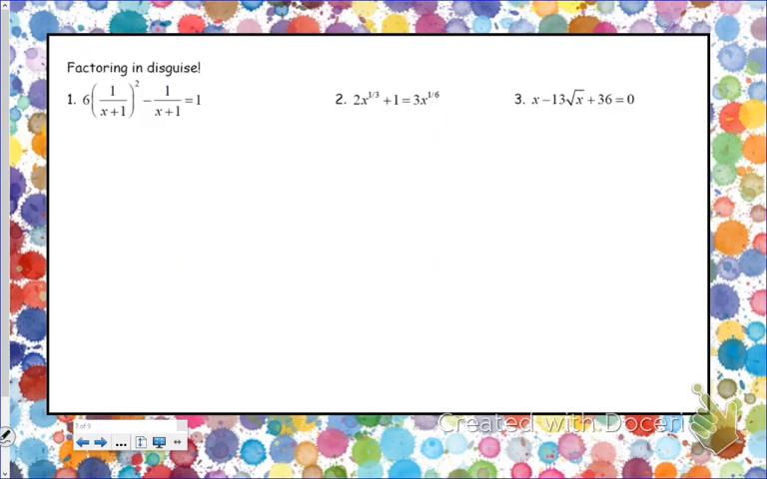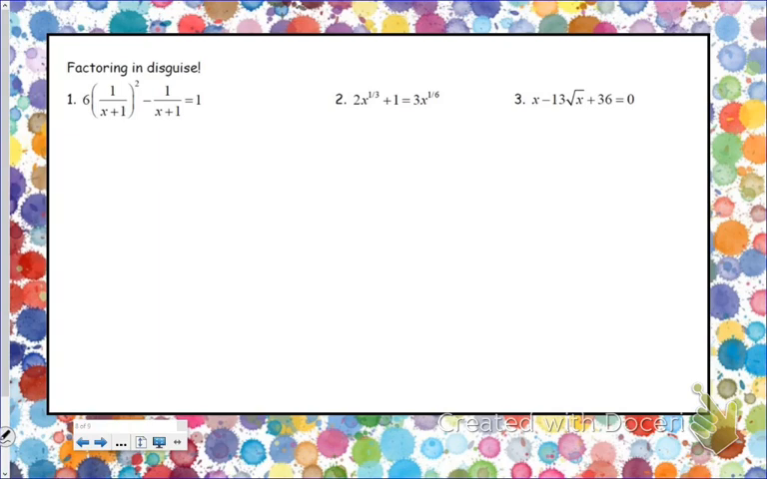Finally, these last three questions are actually factoring questions that can sometimes be a little bit harder to see. So this is very similar to whenever we had some exponential equations and we had like e to the 2x minus e to the x minus 6 equals 0. And we plugged in a different variable to make it easier to factor. All of these problems can be solved the same way.